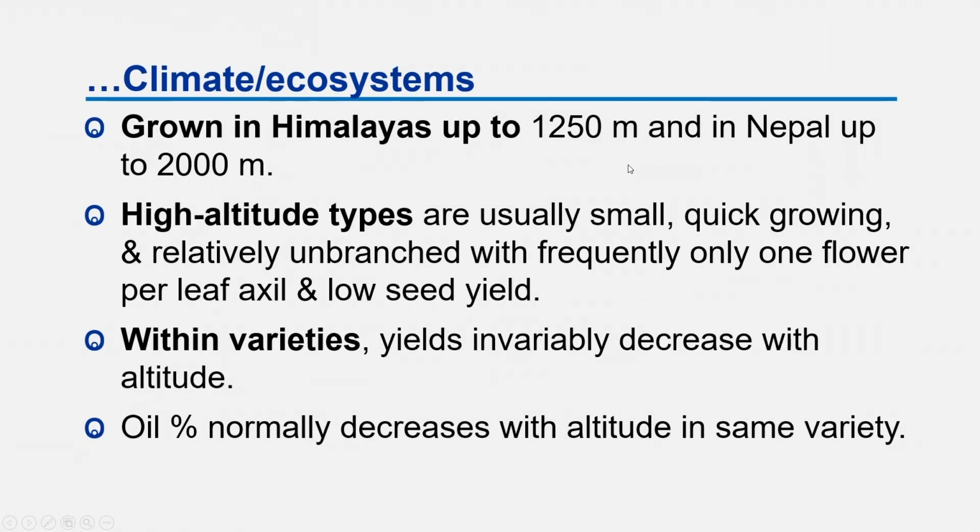Grown in the Himalayas also up to a height of 1250 meters, and in Nepal up to 2000 meters it can be grown. High altitude types of varieties are usually small, quick growing and relatively unbranched, with frequently only one flower per leaf axil and low seed yield. These are some limitations, but it can be grown at high altitudes also. Within varieties, yields invariably decrease with altitude. As you take one single variety and go up in altitude, the yield will decline. Oil percent normally decreases with altitude in the same variety.